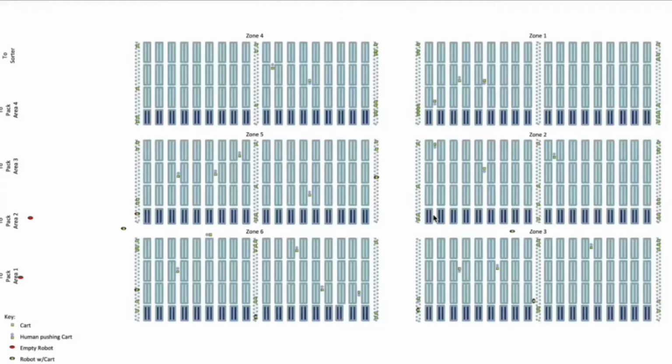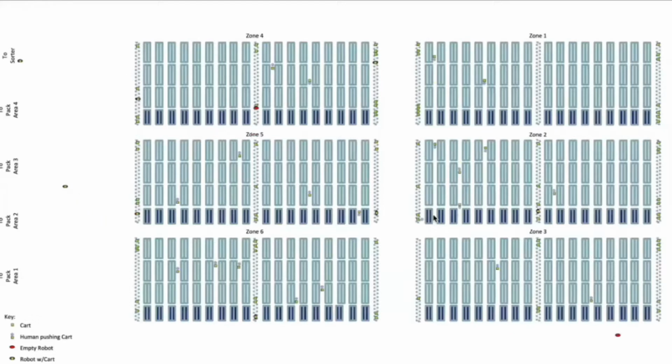As seen on the key at the bottom left, you'll see the humans in gray picking with the carts in green. Instead of the conveyor belt, the robots in red have taken their place. You'll see the robots carrying the green carts away to packing, as well as empty carts to the staging areas for pickers to begin picking.